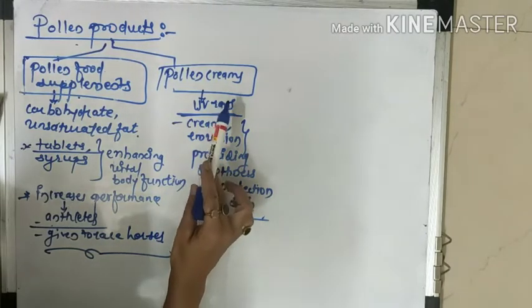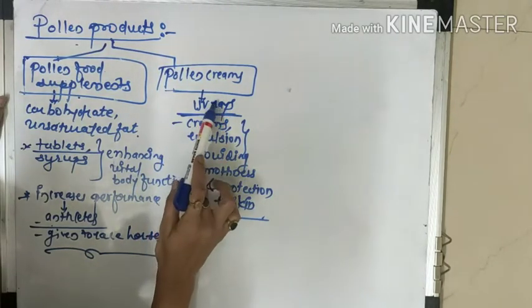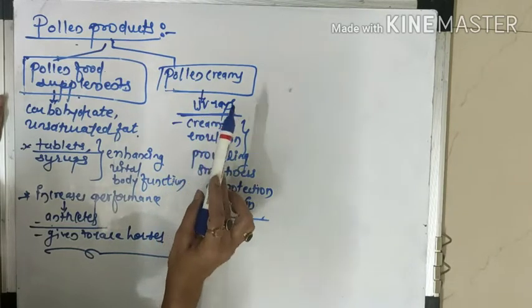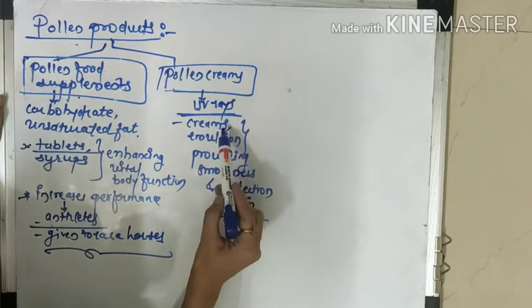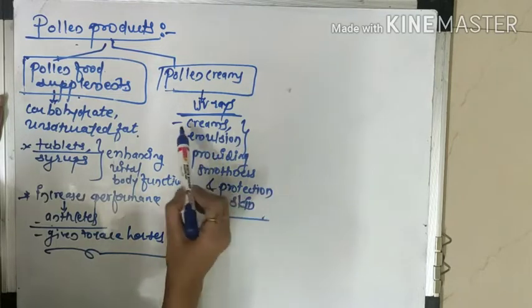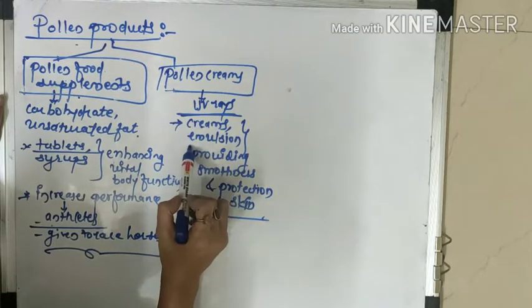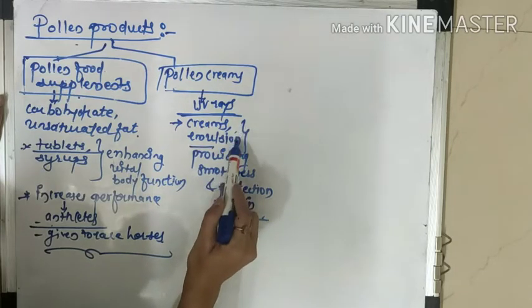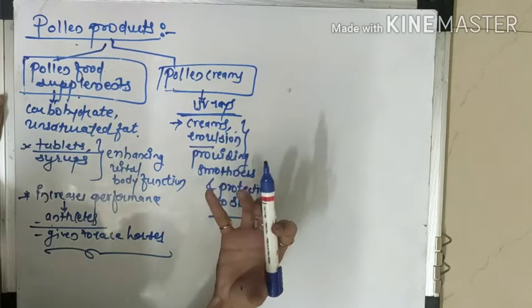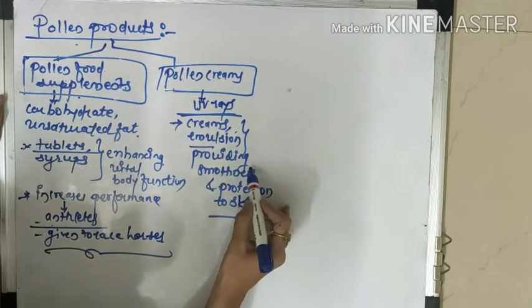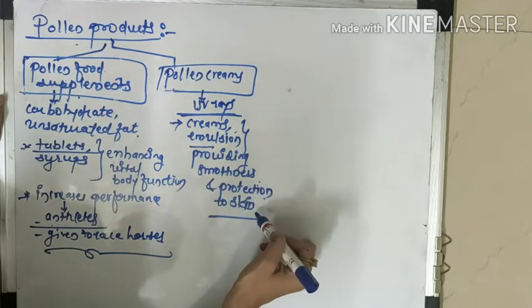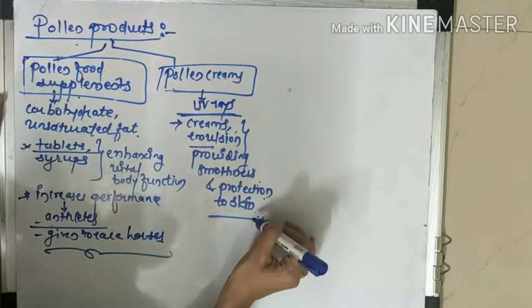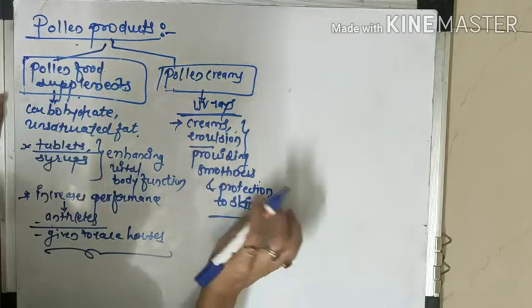Then second, it's called pollen cream. What is the main function of this pollen cream? It protects from the ultraviolet radiations of the sun. So it's available in the form of creams. It's also available in the form of emulsion. And what is the main motive or principle of that? It provides smoothness to the skin. Not only does it provide smoothness to the skin, but it also gives protection from ultraviolet radiations. It protects our skin from these ultraviolet radiations.